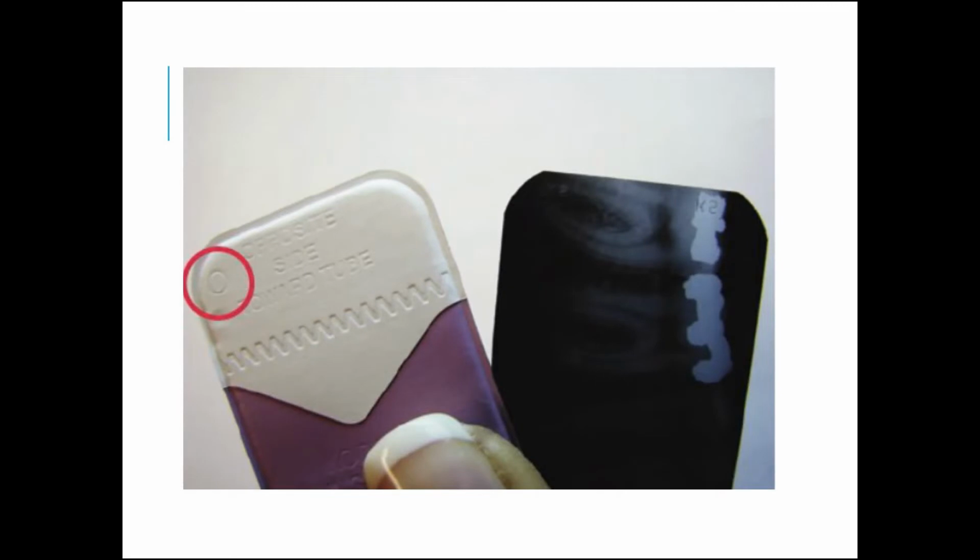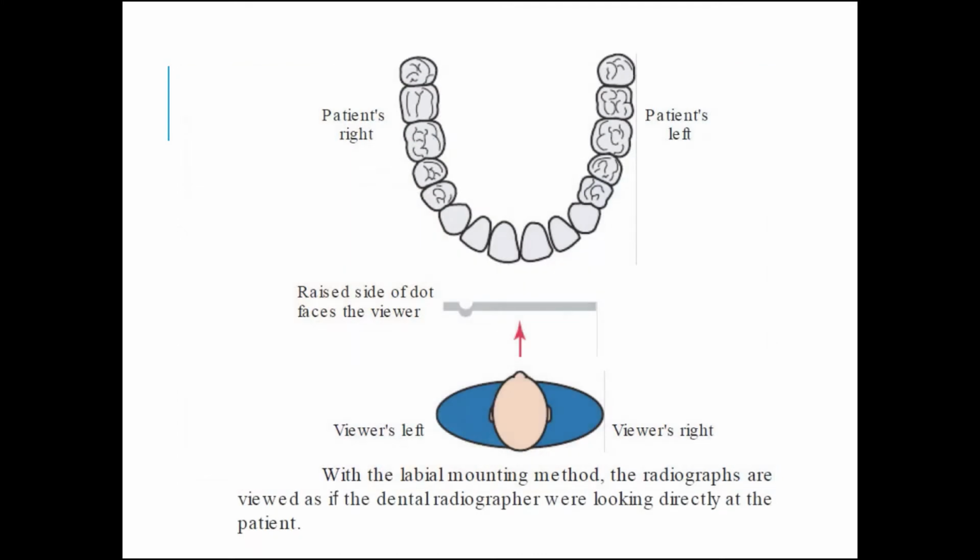We all know that there is a dot on one corner of the film. It has a convexity on one side and concavity on the other side. And convexity is the side that is always towards the tube. So, there are basically two types of mounting method. One is labial mounting method, the other is lingual mounting method.